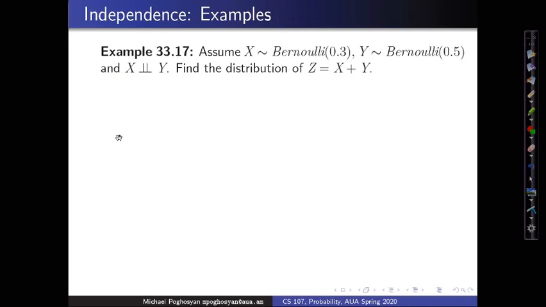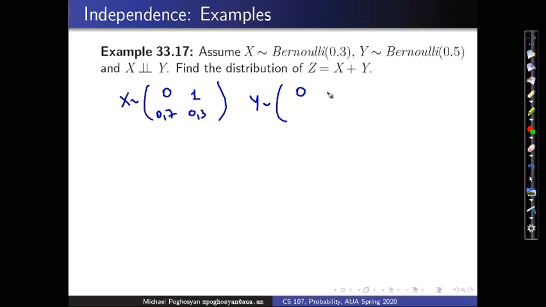So some problems. Assume that X is Bernoulli 0.3, Y is Bernoulli 0.5, and X and Y are independent. Find the distribution of the sum. So let's solve this. X is taking values 0, 1 with probabilities 0.7, 0.3, and Y is taking again values 0, 1 with probabilities 0.5, 0.5.